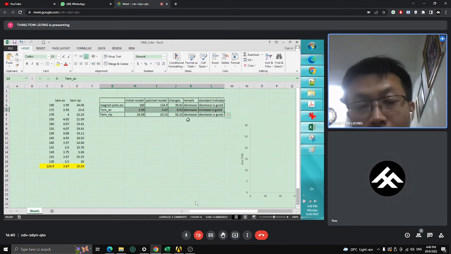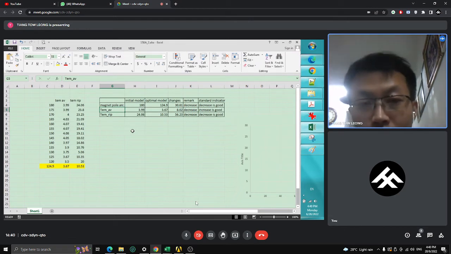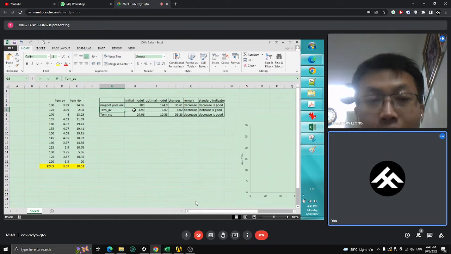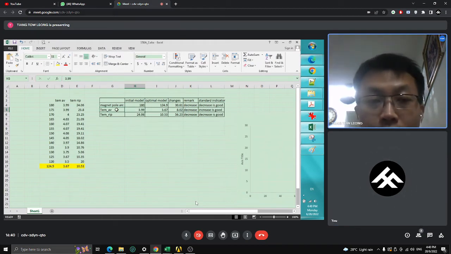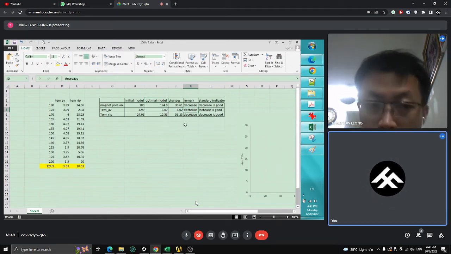Okay, then another one, electromagnetic torque. Electromagnetic torque is actually the power generated in the motor. So higher will be better. So for the average power or electromagnetic torque, higher is better. But now it has gone down, which is not good for us. Can you understand? So increase is good, but here it is a decrease, right? When we do the optimal motor, it is decreased. Right or not? Yeah. So it is not good.